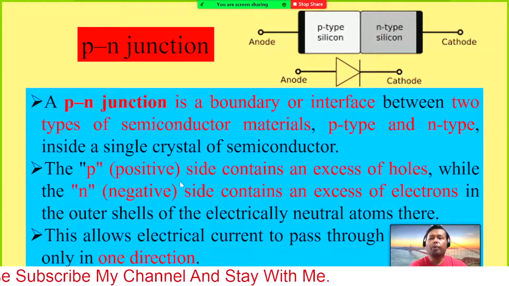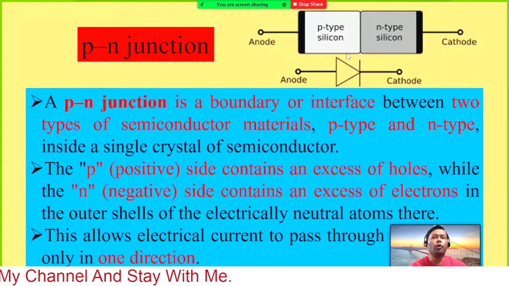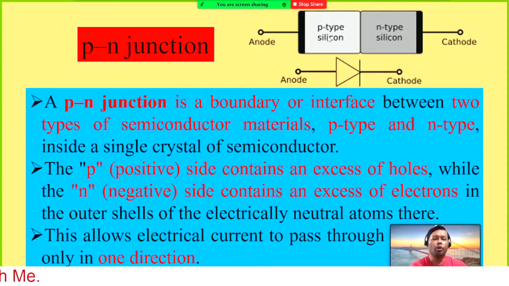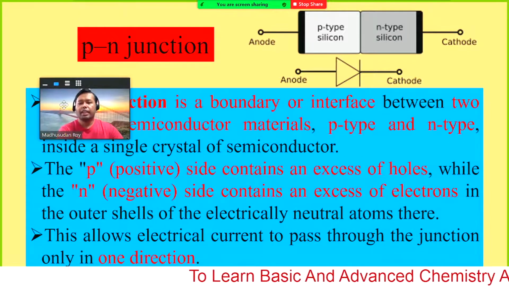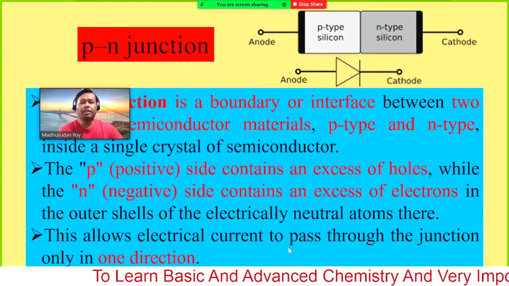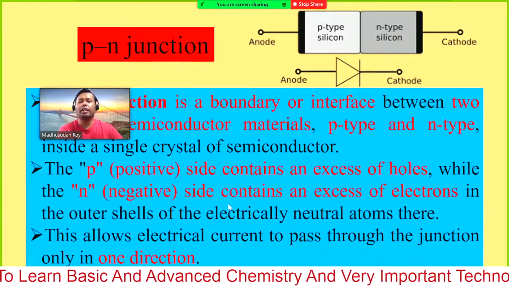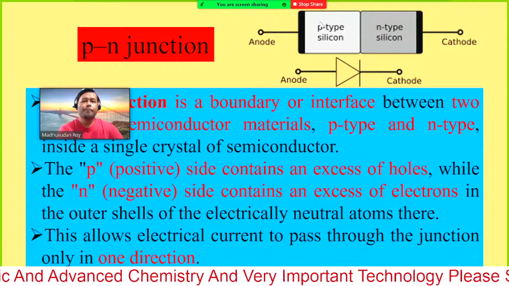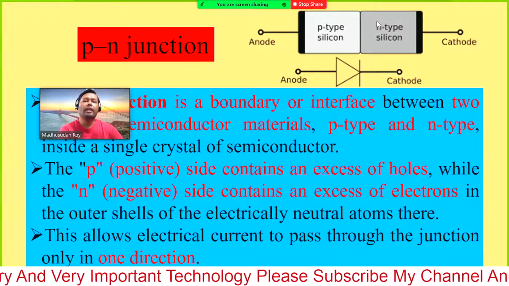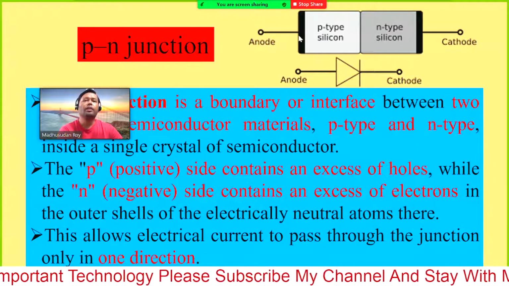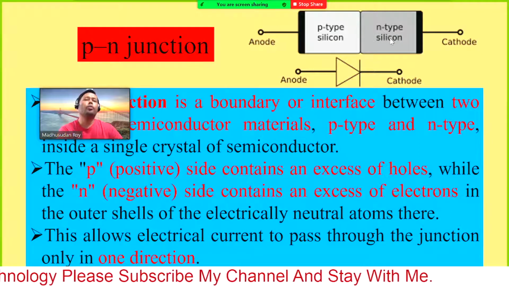The p-type positive side contains an excess of holes. I already mentioned that p-type has excess holes and n-type semiconductor has excess electrons in the outer shell of the electrically neutral atoms there. This allows electrical current to pass through the junction only in one direction. So the hole should transfer this way and the electron should transfer this way. So the flow can be in only one direction.